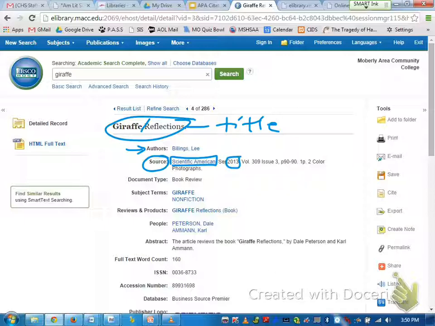The date follows, then the volume number, and then your issue number. And then after that, the page number. And in this case, all you'd have to put is 90. You wouldn't have to put 90 through 90.